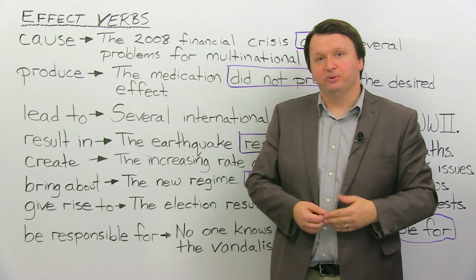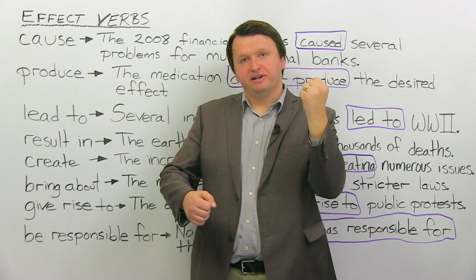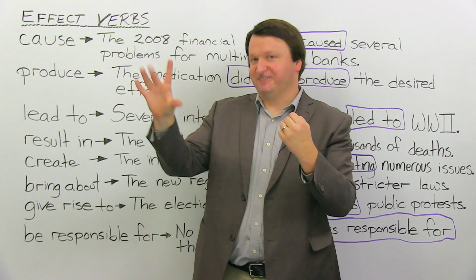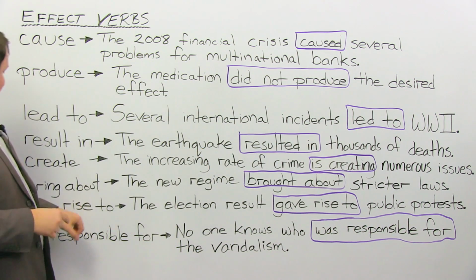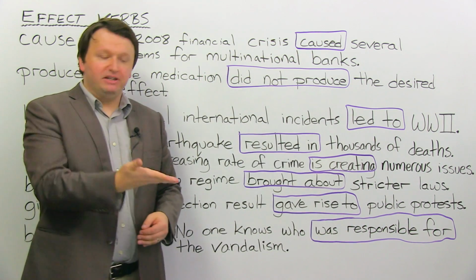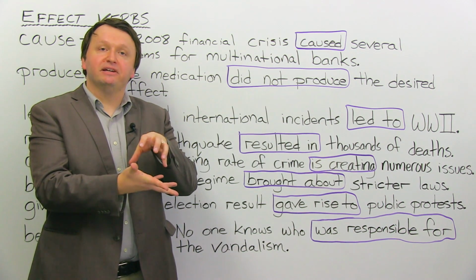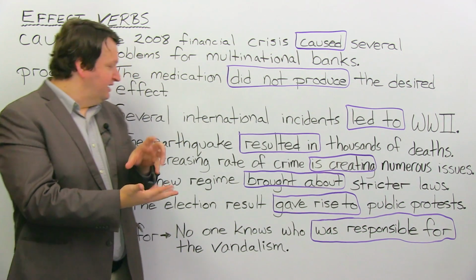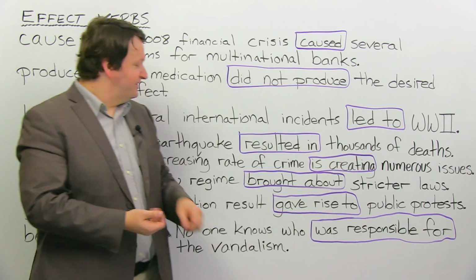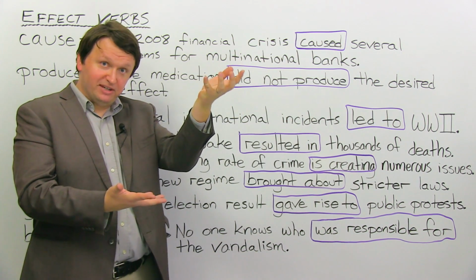Next, give rise to. If something gives rise to something else, it means that the initial cause creates the conditions necessary for the effect to happen. Okay, got that? Okay, let's look at the example. So, the election result gave rise to public protests. So we have the election result, and now the condition is instability in the public because maybe the public is not happy with the results of the election. So it creates the necessary conditions for the public protests. So the election gave rise to, allowed the public protests to happen.